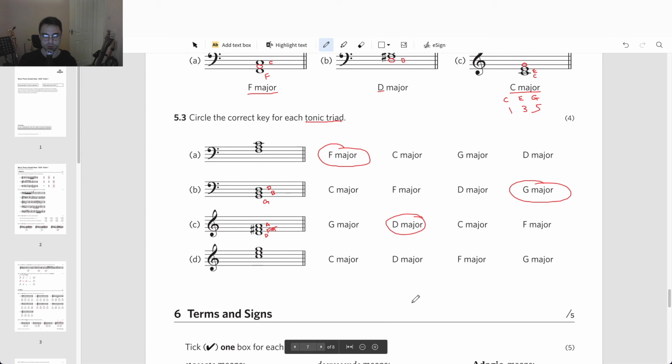And now, question D. In the treble clef, the lowest note here is a C. Next one up is E. And our final note at the top is a G. So C, E, G. Which triad is that? We've got it up here. It's C major, C, E, G. So that is a C major triad.